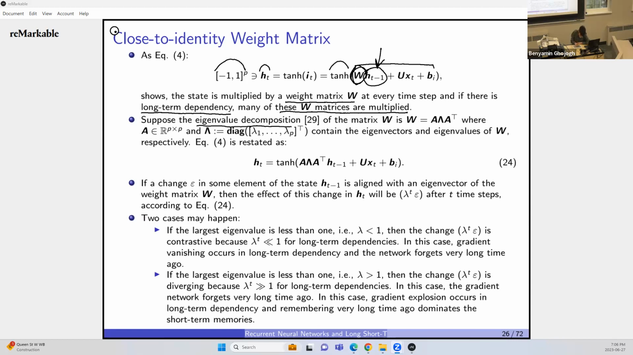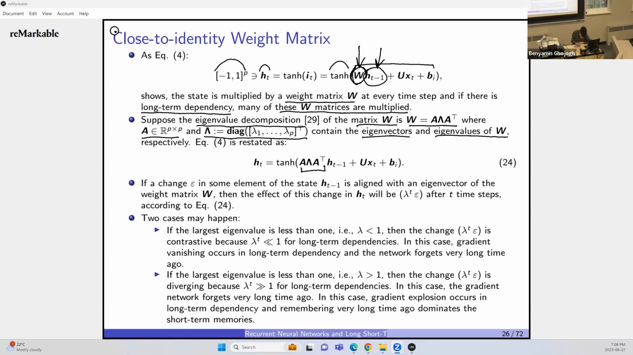Suppose the eigenvalue decomposition of the matrix W is this: A lambda A transpose. Recall preliminaries. Okay, where A are the eigenvectors, so the columns of A are the eigenvectors of W, and lambda is a diagonal matrix having the eigenvalues of W. Okay, then what do we do? Let's replace this W with its eigenvalue decomposition in equation 4. So we will have A lambda A transpose times H_{t-1}, etc.